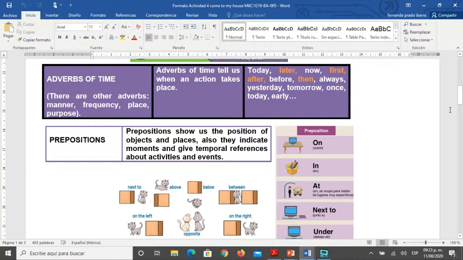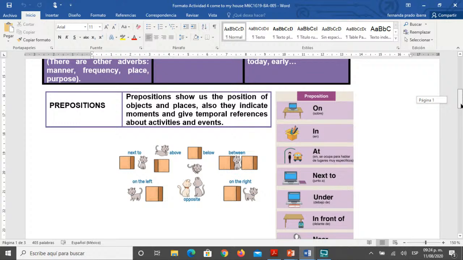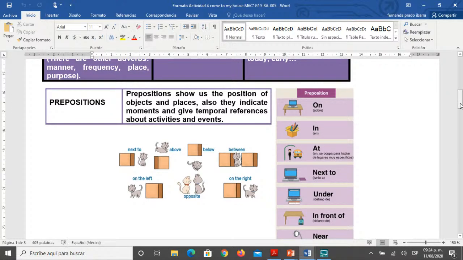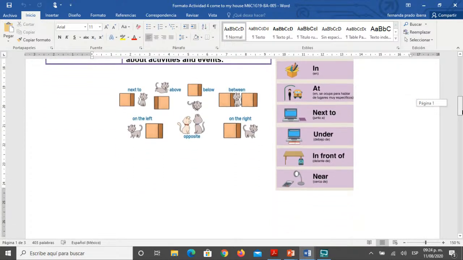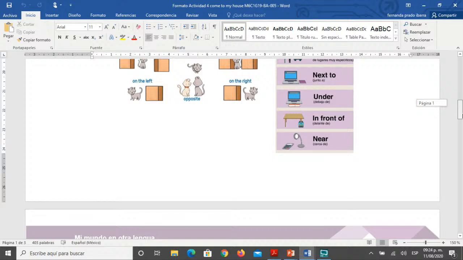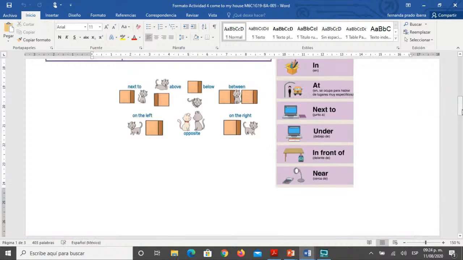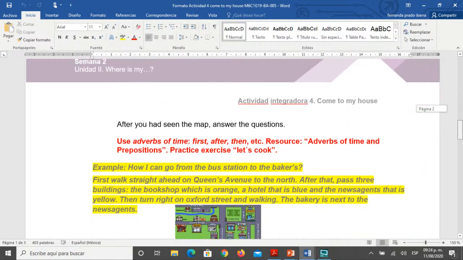So that's why we're going to pretend to explain to someone in our neighborhood how to get from one place to another. And also we're going to use the prepositions. Like we said already, the prepositions show us the position of objects and places, also indicate moments, and give temporal references about activities and events. We already know the prepositions on, in, at, next to, under, in front of, near. And in this interactive activity we're going to use turn left and turn right to indicate how to go from one place to another, okay?